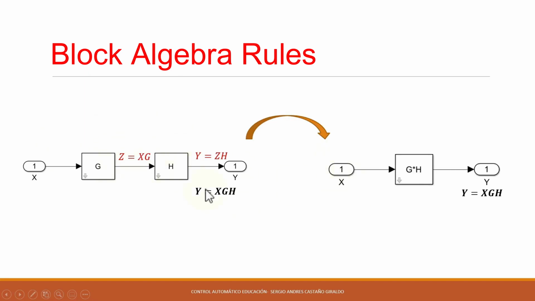We have reduced or eliminated a block. Now we simply have a single block that represents the product of the 2 blocks, G times H. We'll see that this maintains equivalence at the output. If we look, X multiplies all of this, so X multiplies G times H.